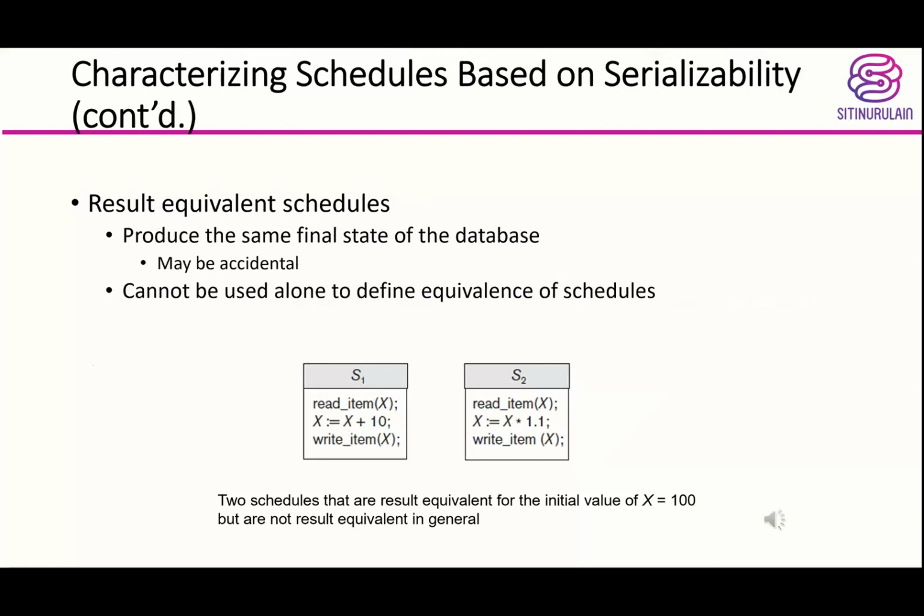Result equivalent schedules produce the same final state of the database. This may be accidental, so it cannot be used alone to define equivalence of schedules. The slide shows 2 schedules that are result equivalent for the initial value of x equals 100 but are not result equivalent in general.